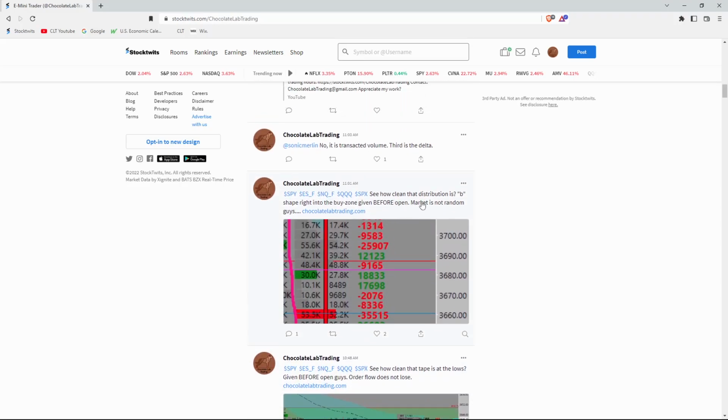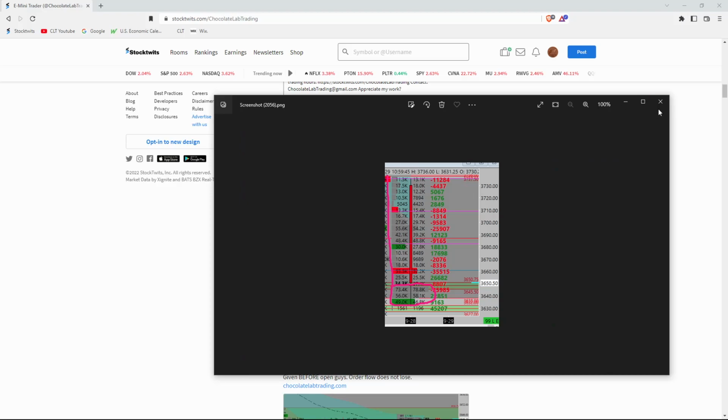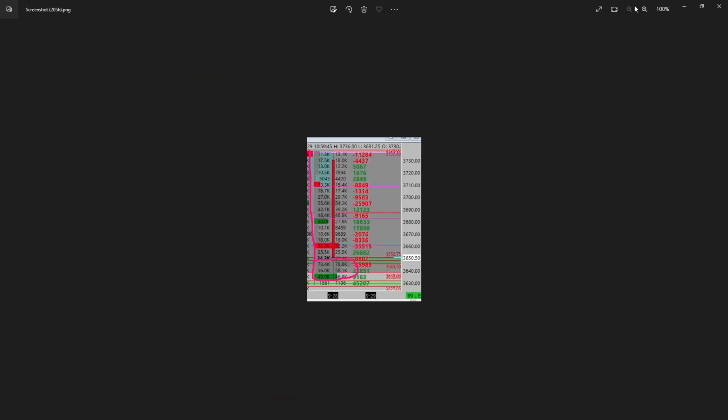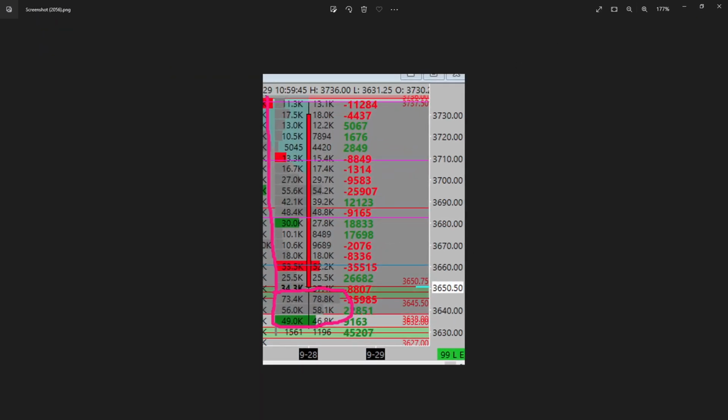See how clean that distribution is. B-shaped right into the buy zone given before open. Market is not random. And this is what you want to see. Complete exhaustion here at the lows. B-shaped profile. And you know that if we get over these, sellers start accepting into these thinner volume nodes, that we could get running into at least here where we have some volume built up.